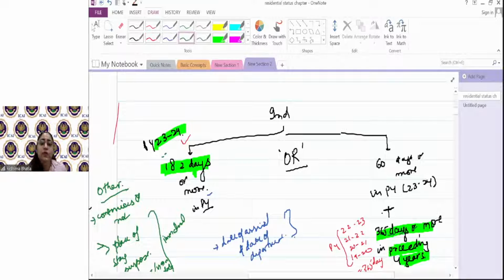So obviously first you will look for 182 days criteria. If that is met, you don't have to check 60 days criteria. If 182 days criteria is not met, then you have to check 60 days criteria. And if that is also not met, your answer is the person is non-resident. Either of the criteria have to be matched. Okay. Simple. समझ आ गया? बढ़े आगे? Sure? Because now again a twist will come.